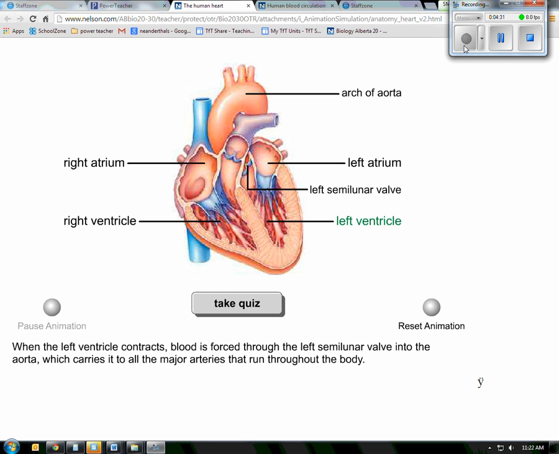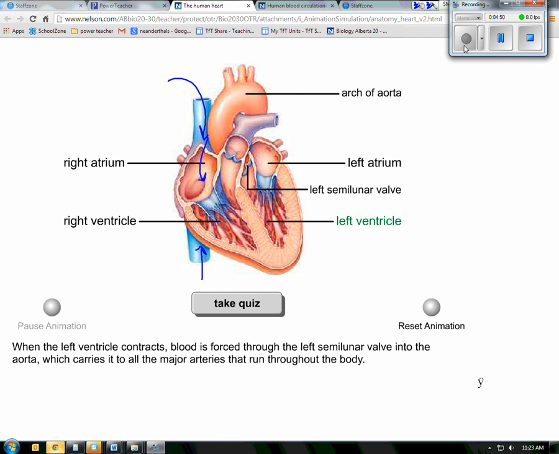So if we're going to trace the flow of blood that goes from the body to the heart and so on, it would look something like this. Blood is going to come in to the right atrium from these two vena cava. It's going to flow into the right atrium.